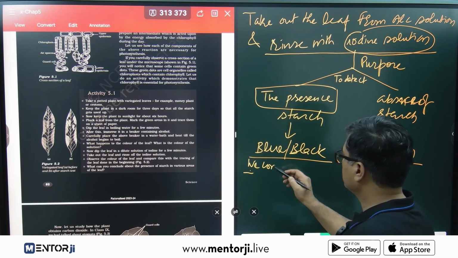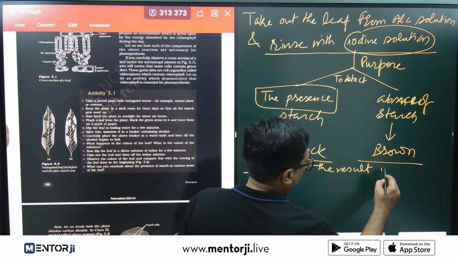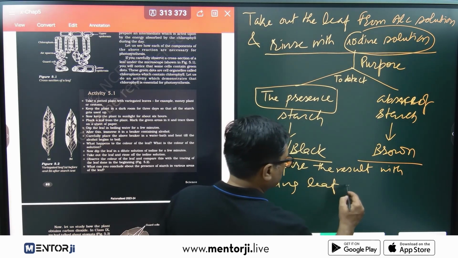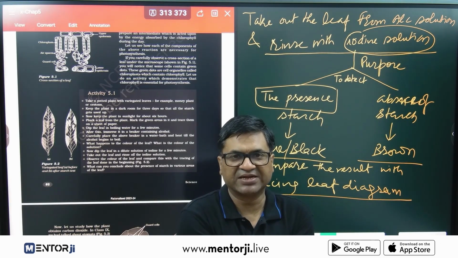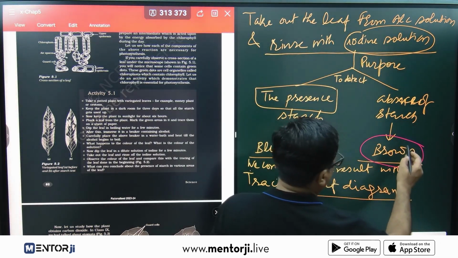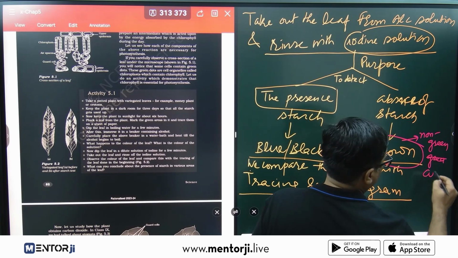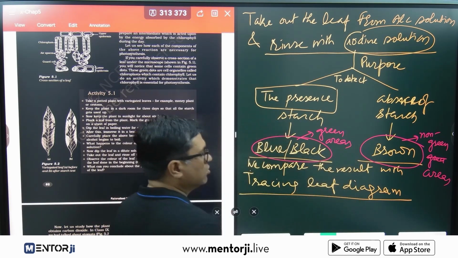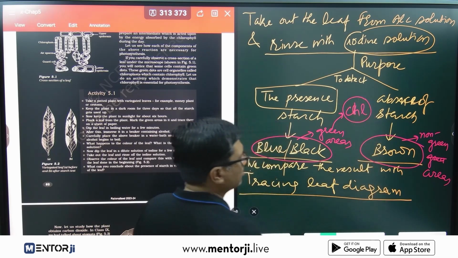We compare the result with the tracing leaf diagram. We will compare and match it with the traced diagram of the leaf we made. When you match, you will find that brown color appears where there are non-green areas and blue-black color appears where we have the green areas. So that will confirm only the green areas contain chlorophyll, not the non-green areas.